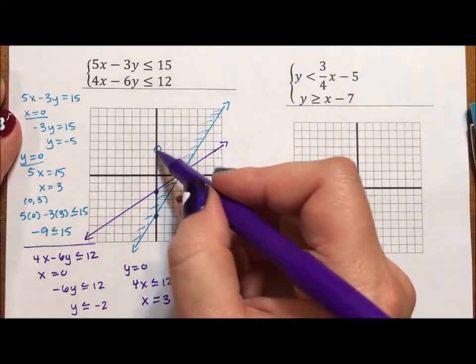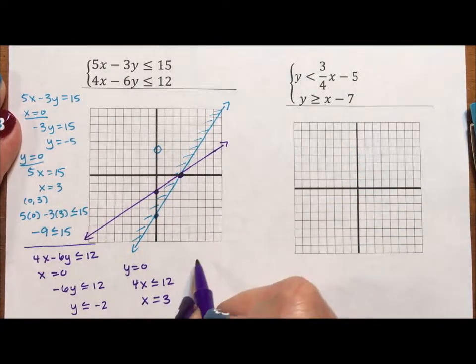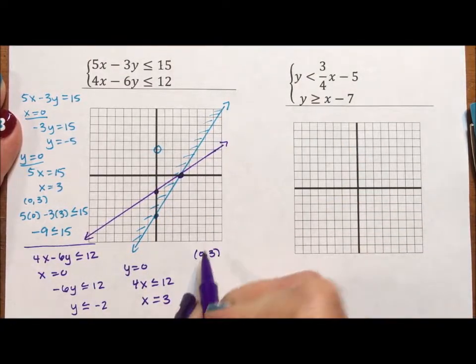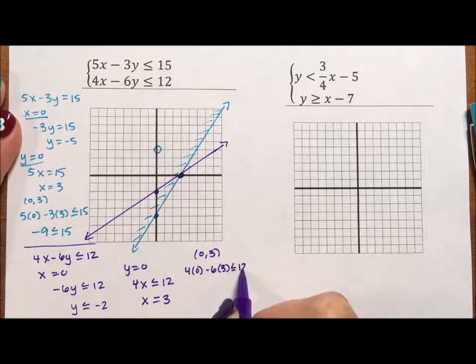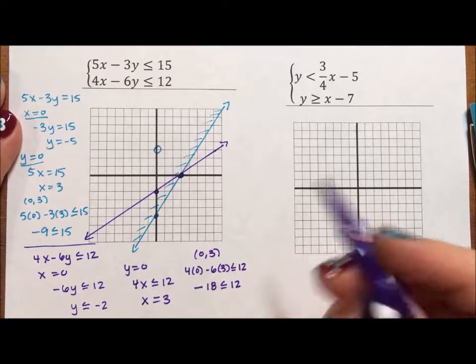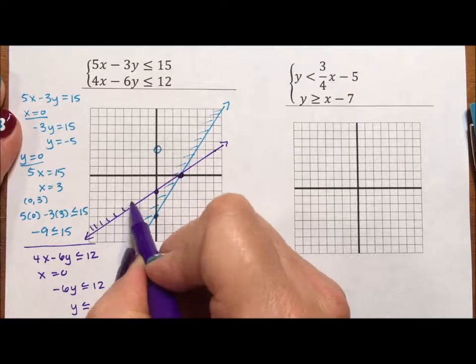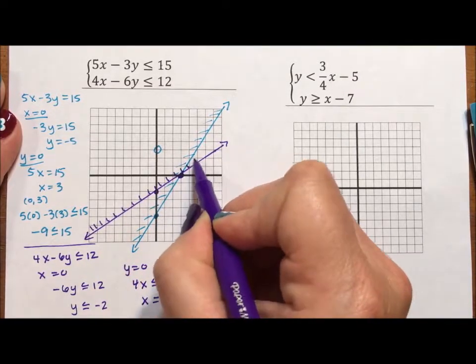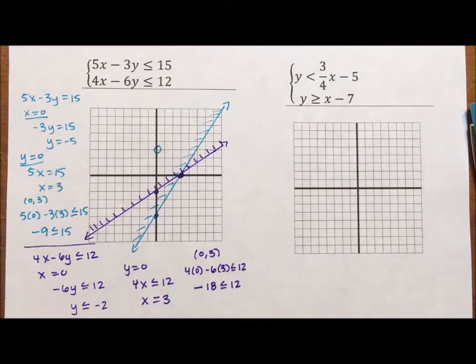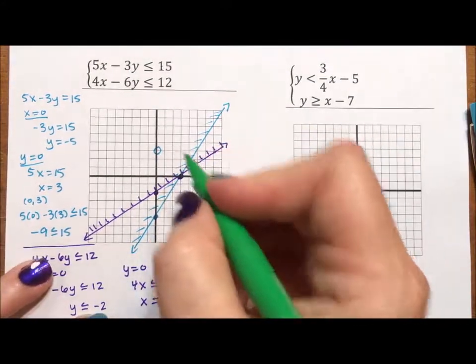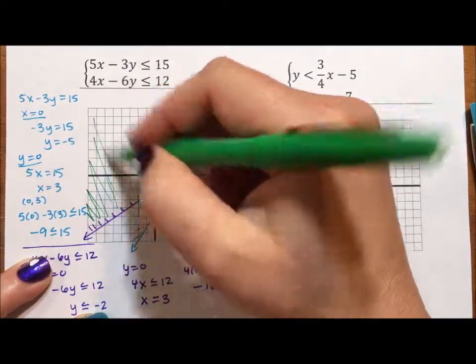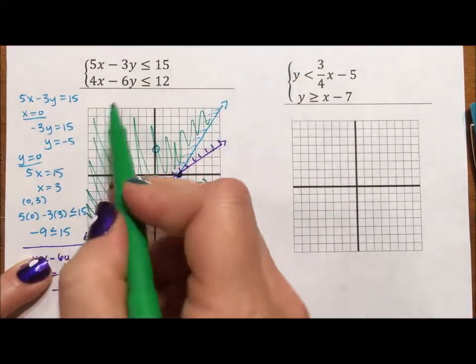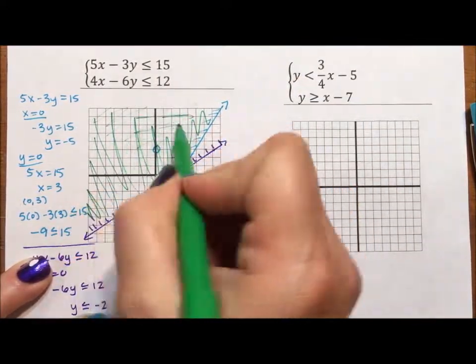I can test the same point, 0, 3 again. My question is, is 4 times 0 minus 6 times 3 less than or equal to 12? Is negative 18 less than or equal to 12? That's true, so I shade over here above the line. My final answer for this system is they intersect at the point 3, 0, and the shaded region is this section, which is on top of both lines.